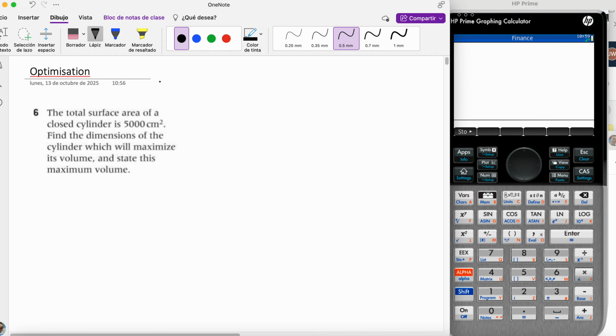Hello, here's Miss Walsh, and we are going to do day 4 question in the homework on optimization. So here we go. We've got the total surface area of a cylinder is 5,000. Find the dimensions that will maximize the volume and state this maximum volume.